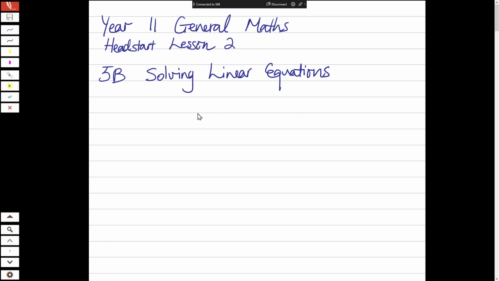Okay, so just to give you a little bit of background, we're actually starting with one of the more difficult topics in general maths, linear equations. The reason for that is, number one, it's needed in every other topic. And number two, if for whatever reason you think that general might be too difficult for you, we'd rather that you find this out early on. So that's why we've started with this topic.